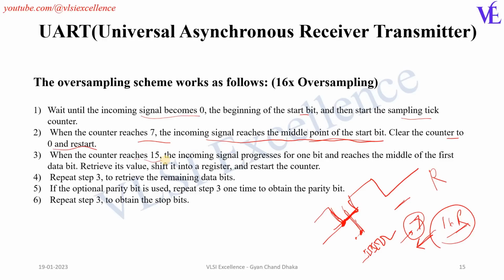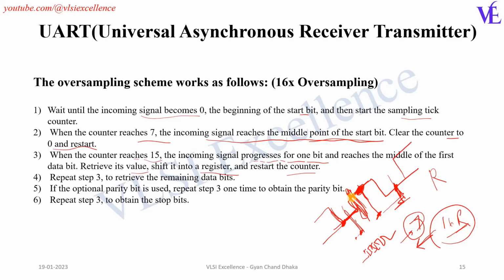Now when the counter reaches 15, that means I have reached the middle of the first bit. When the counter reaches 15, the incoming signal progresses by 1 bit. So I am at the middle of the first bit. Retrieve its value, shift it into a register, and restart the counter. So at the middle of this bit, I will sample this bit, and again I will restart the counter, and once it again reaches the middle of the second bit, I will sample that. So if there is a glitch in between, that glitch will be eliminated, or it will not have an effect on our data read.